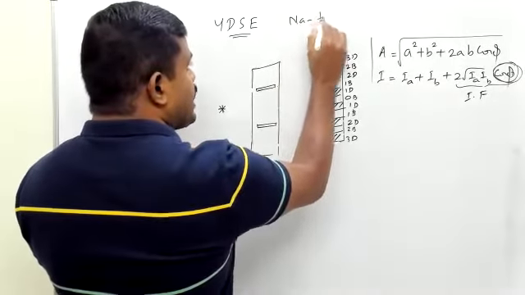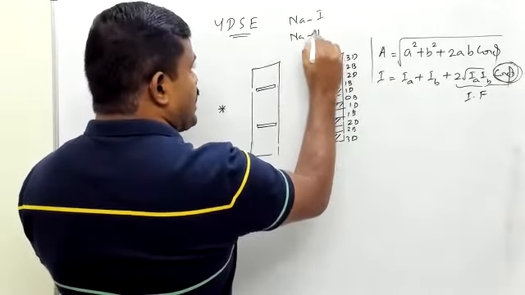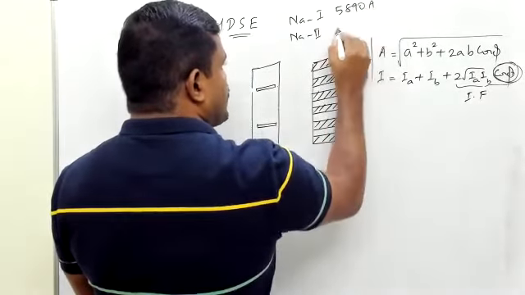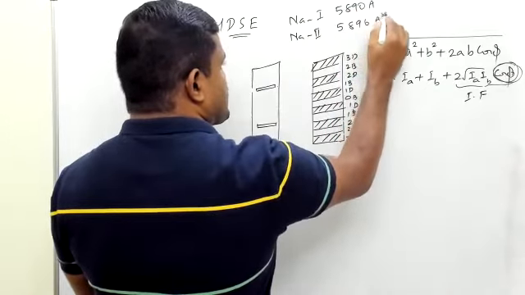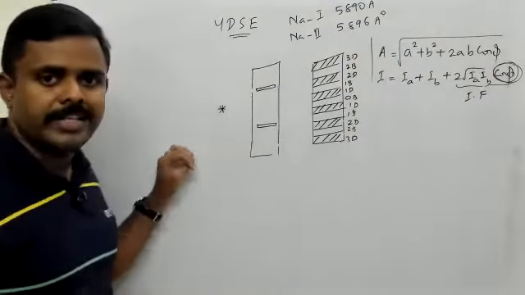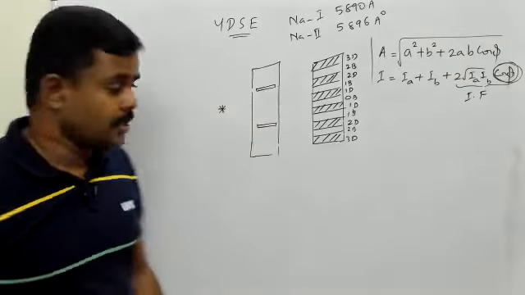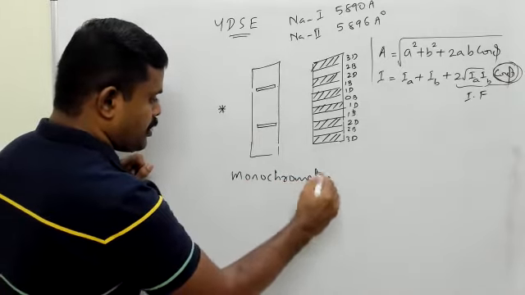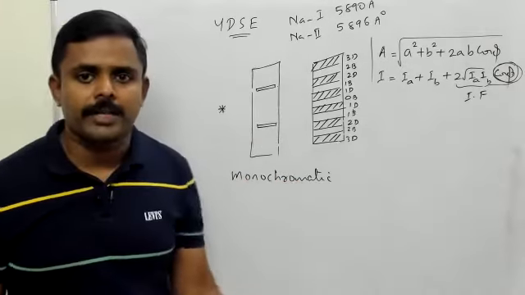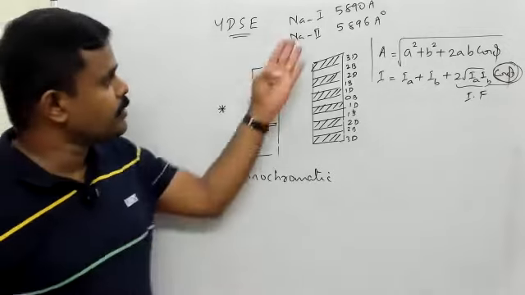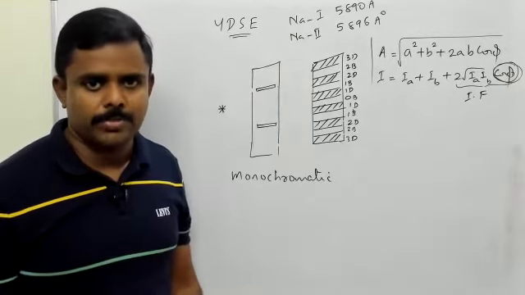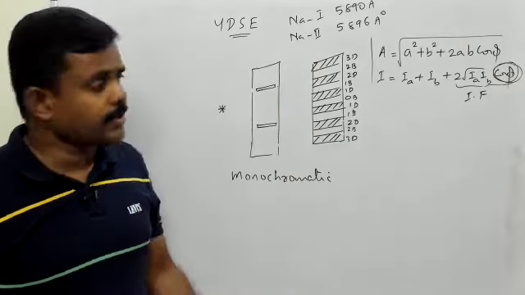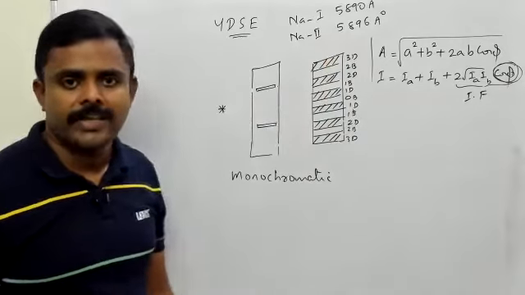Sodium vapor has two wavelengths, Na1 and Na2. The first has a 5890 angstrom wavelength, the second 5896 angstrom. Actually, what we need is perfectly monochromatic light for this experiment. But in your school laboratory, they can't afford a perfectly monochromatic source of light, so they use the sodium vapor lamp, which is actually bichromatic. For calculations, we take the average, 5893 angstrom.